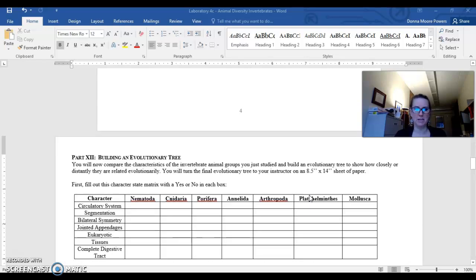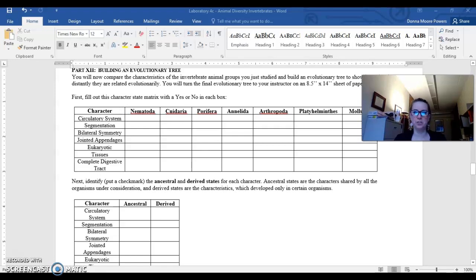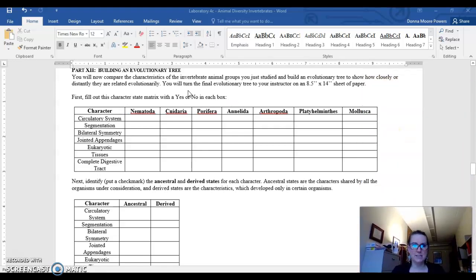So if we go down to the next page, it says building an evolutionary tree. Basically what it says, fill out this character matrix with yes or no in each box. So this is just transposing the information that I gave you in the 3 keys, 4A, 4B, 4C. I will do that now and come back in just a few seconds.